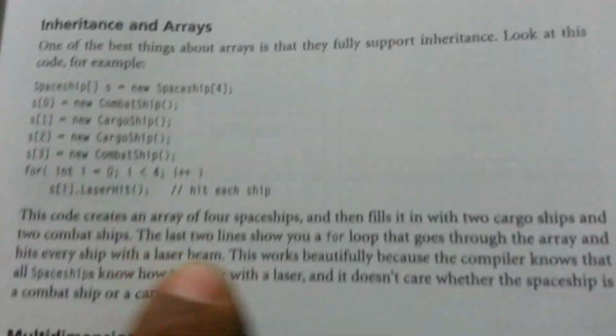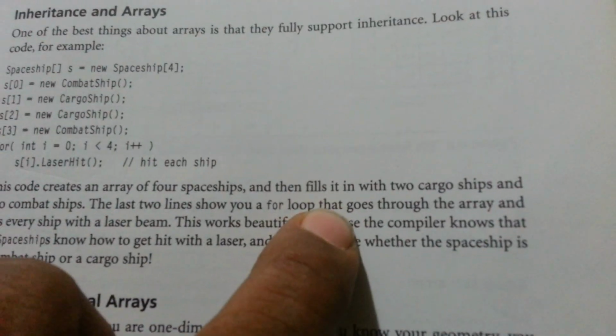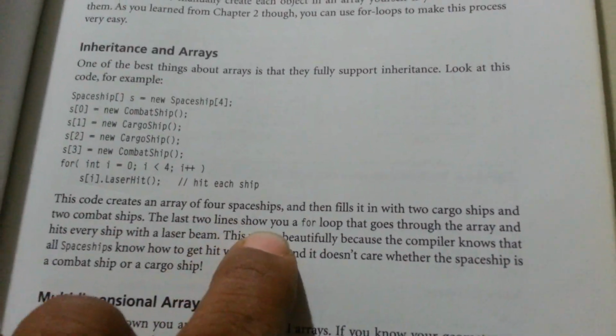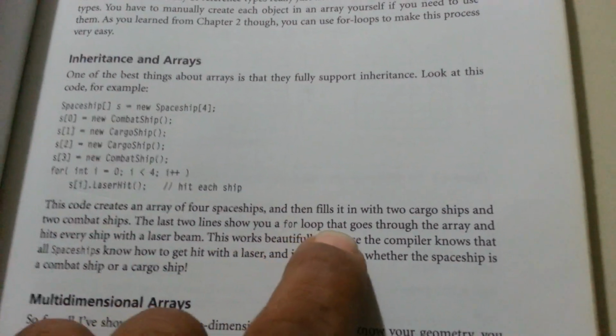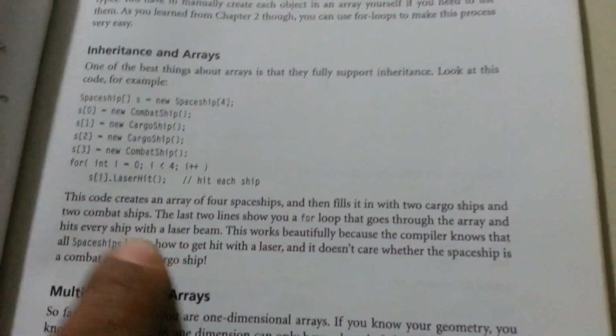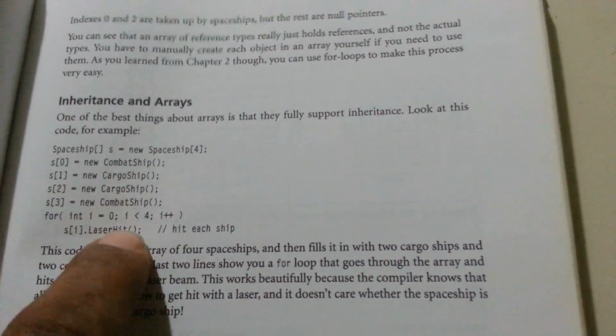This code creates an array for 4 spaceships and then fills it in with 2 cargo ships and 2 combat ships. The last 2 lines show you a for loop that goes through the array and hits every ship with a laser beam. Okay, laser hit each ship.